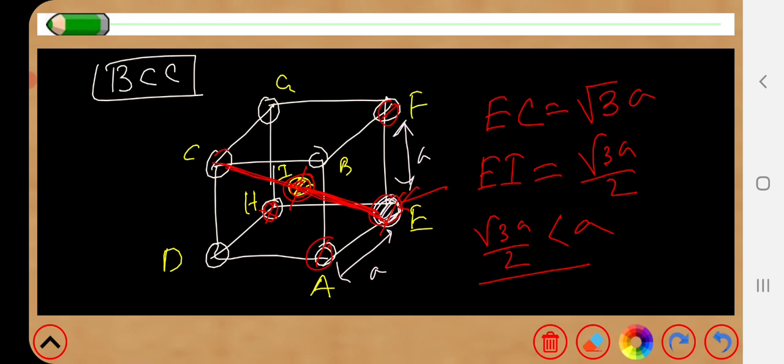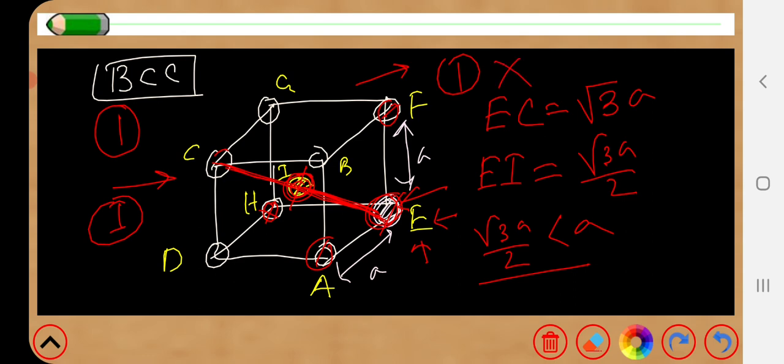Is it clear? So right now we want to find out how many nearest neighbors this E atom has. If we consider only this unit cell, we get only one atom which is nearest to the E atom, and this is the I atom. So from there, if I say what is the coordination number, this is 1, but it is wrong because here we have taken only one unit cell.